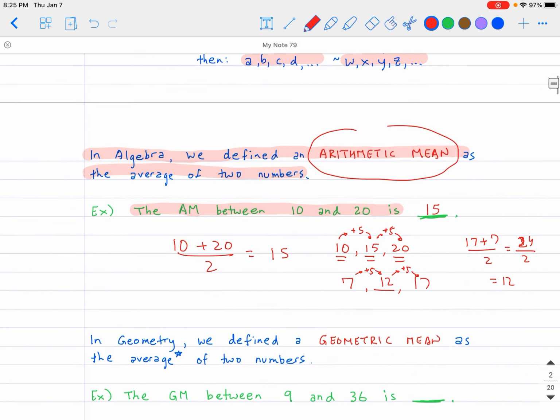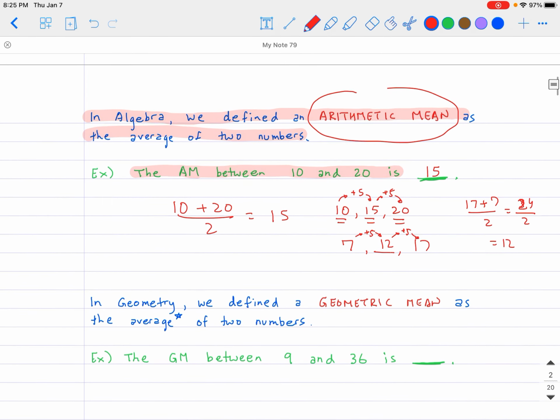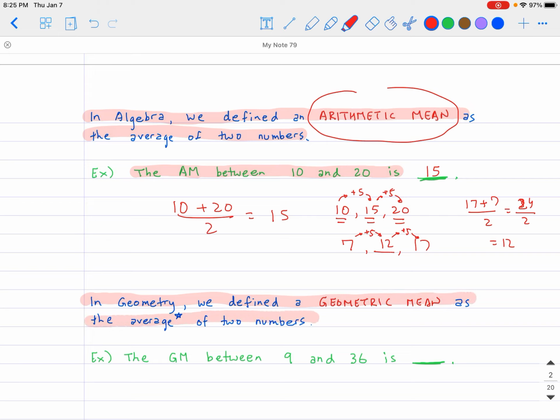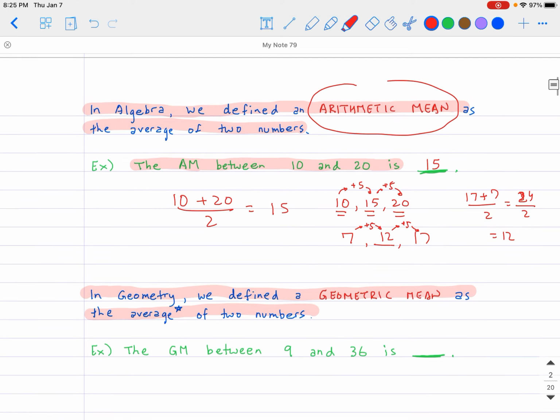Now, for geometric, or for geometry, there is something that's a little bit new. So here in geometry, we're going to define what a geometric mean is. Now, a geometric mean is kind of the same idea. It's also the average of two numbers, but not in the same manner as you would think. So here's what I mean by geometric mean.